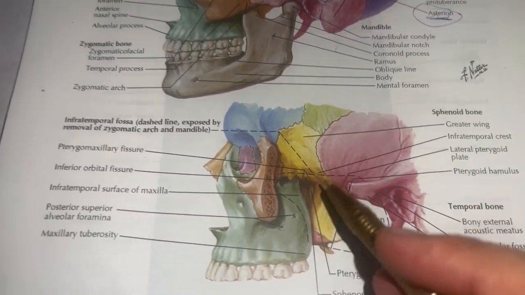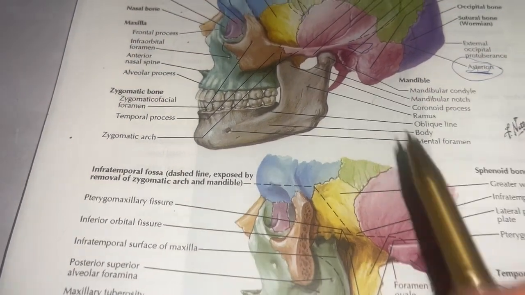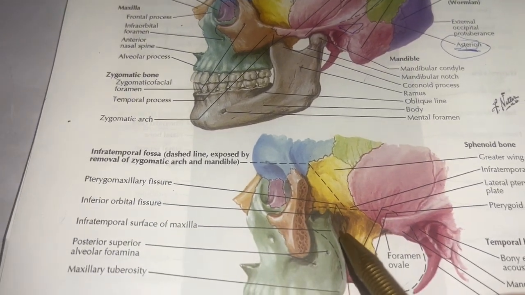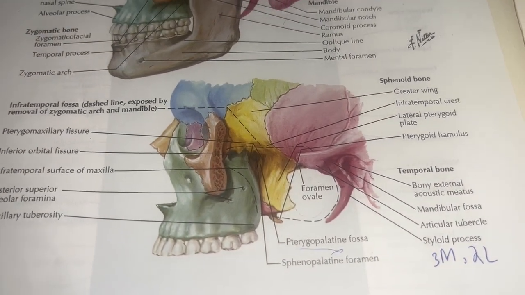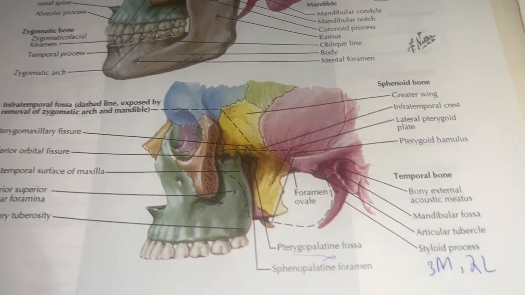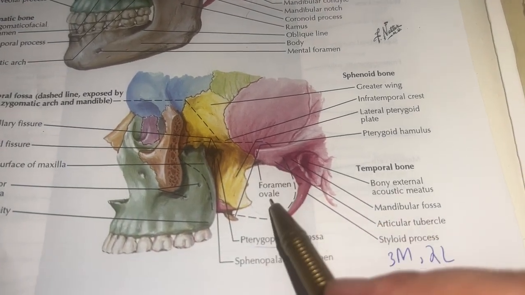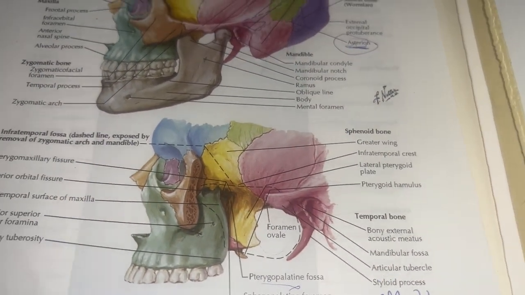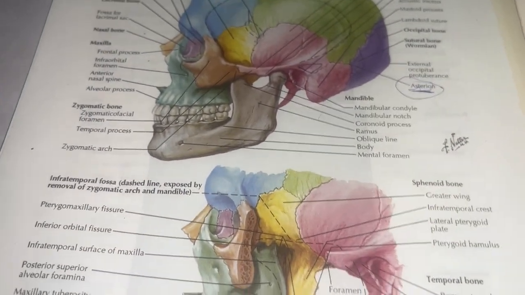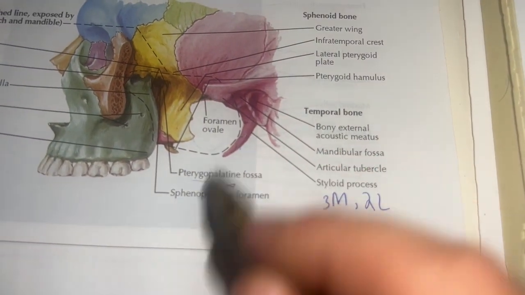And there is the pterygomaxillary fissure. If we remove the mandible, this is the pterygomaxillary fissure and the pterygopalatine fossa, and this fossa is below the temporal bone. This is the infratemporal fossa, behind the mandible, and this landmark is the styloid process.